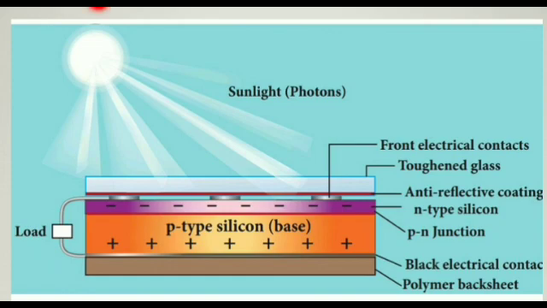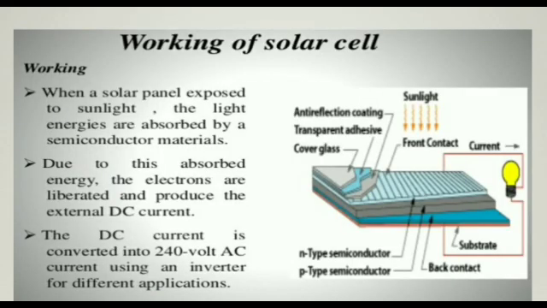See, when the sunlight is incident on the P type cell, it will convert to electrical energy. Again, see this sunlight and the front contact, when the current is generated. One is N type semiconductor, another one is P type semiconductor. When light is incident on the surface, it will produce the photoelectric current.